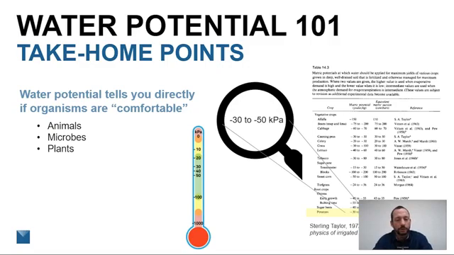And what we're converging on is that you could think of water potential the same way you think of temperature. You're all pretty familiar with the temperature that you're comfortable at, and water potential is the same type of intensive variable that tells you if the plant or the animal or the microbes are comfortable. So there's a thermometer there with some water potential units on it, and that's the simplest way that you can think of water potential. It's the same as temperature.